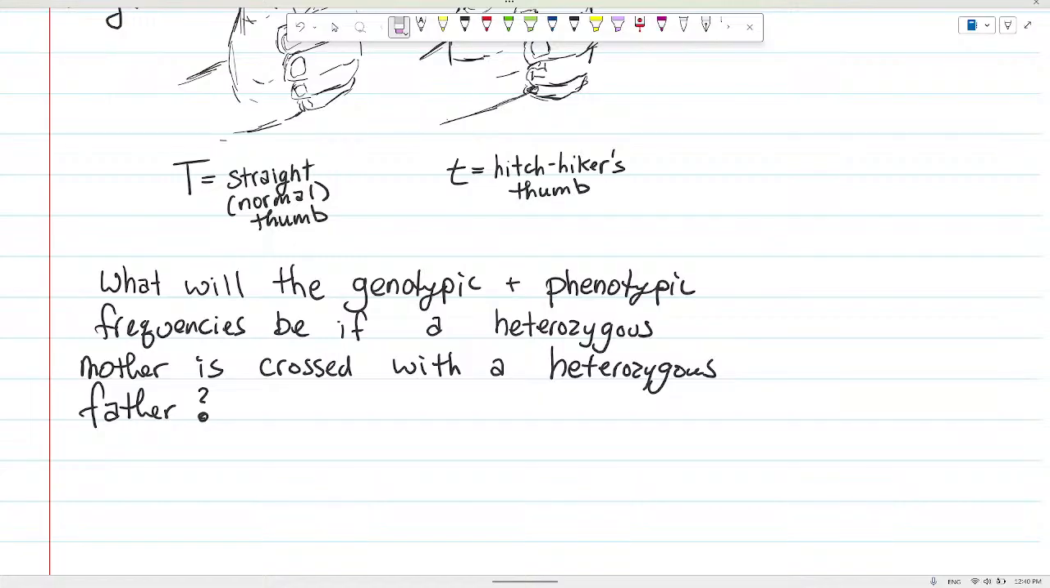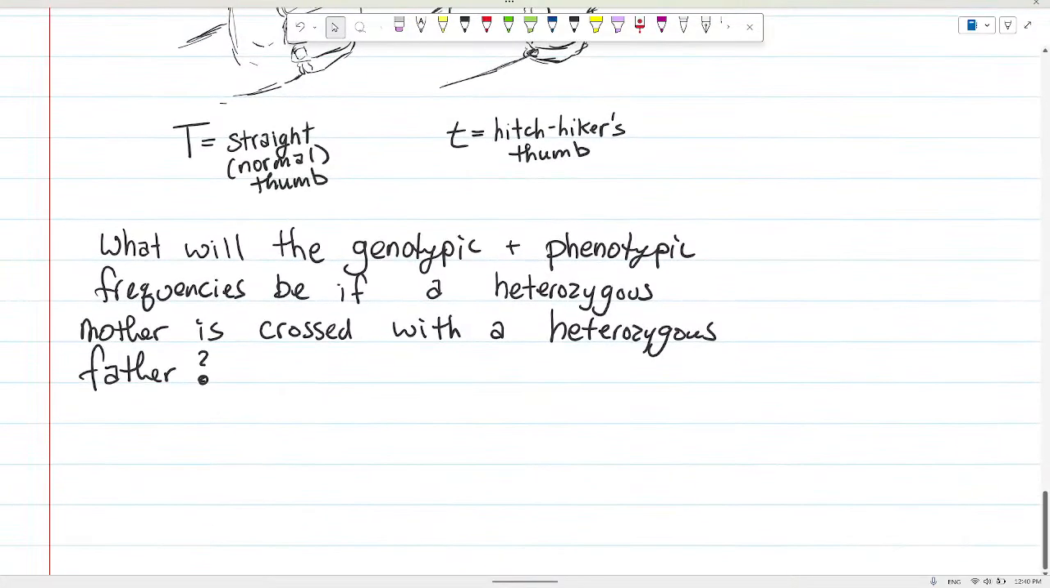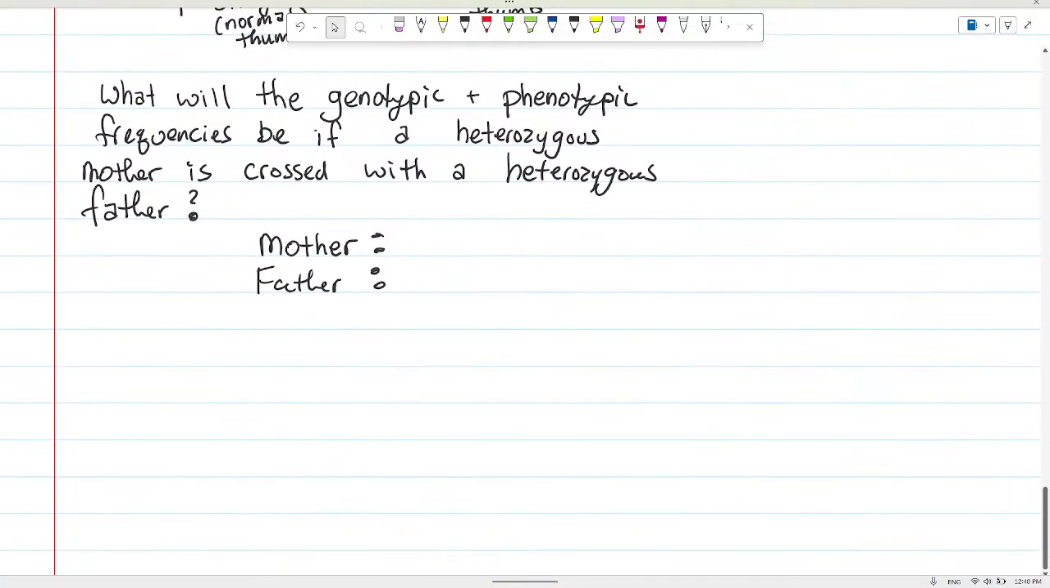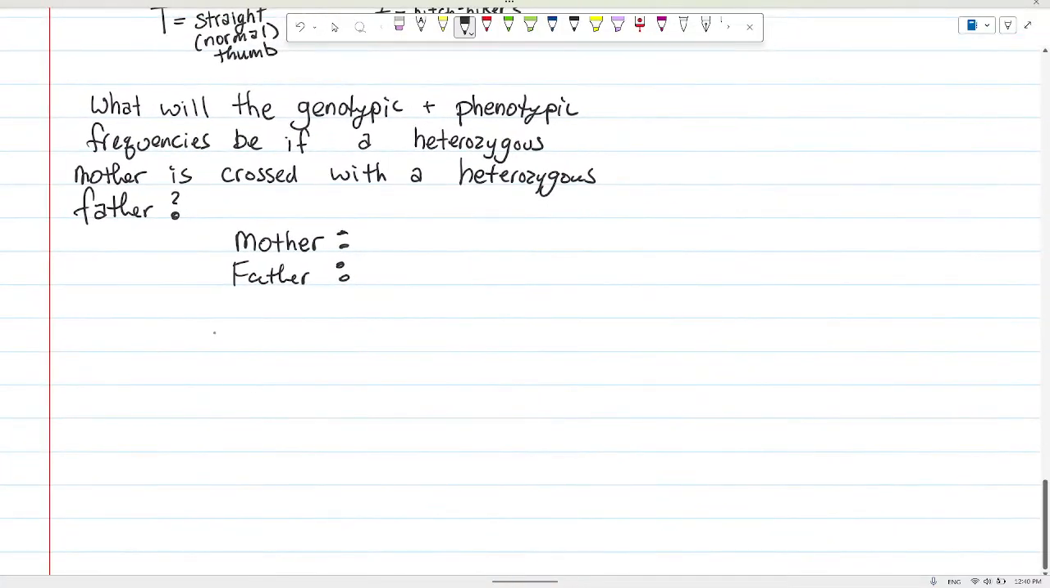So I want you to do this for me. I want you to tell me, first of all, what the mother's genotype and phenotype will be in this case, what the father's phenotype and genotype will be, and then make your little Punnett square. And it doesn't have to be little. You can make a big Punnett square if you want. Don't let me stop you.